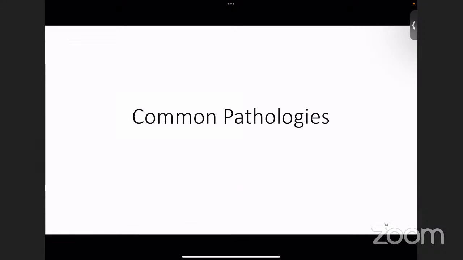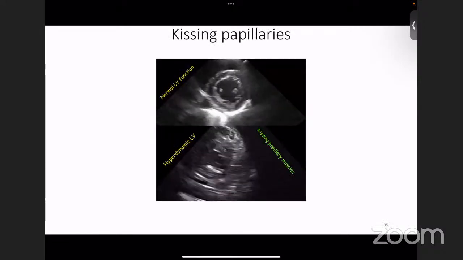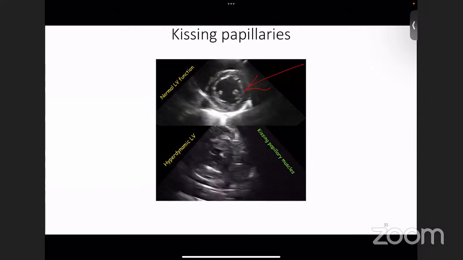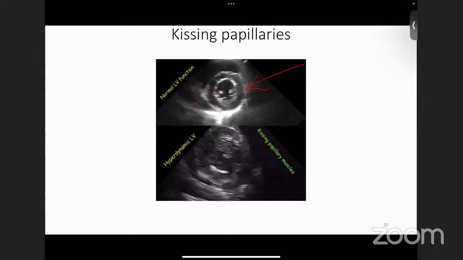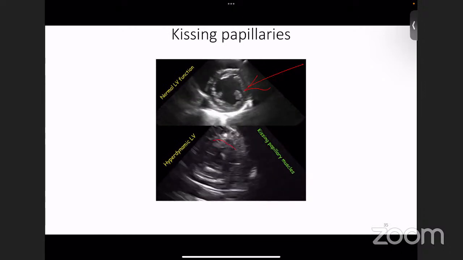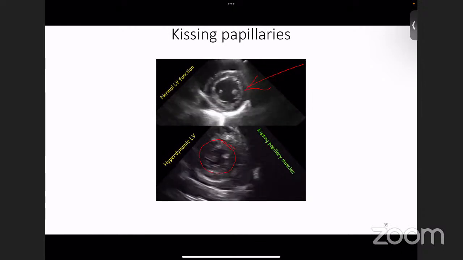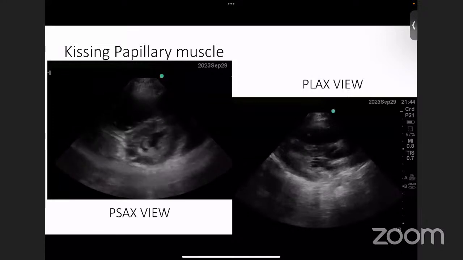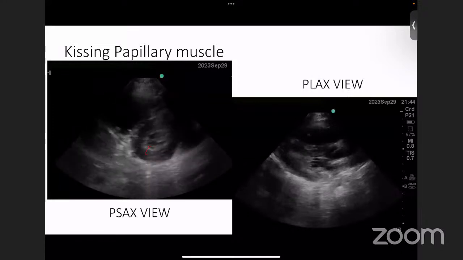Then we'll see just the common pathologies which we see in our ICUs. So this is the normal short axis view at the papillary level. Okay, parasternal short axis at the papillary level, and you can see how nicely the papillary muscles are distanced. But in this frame, you can see the papillary muscles are kissing. So I'll show you another one. So this is an empty LV, and the papillary muscles are kissing.